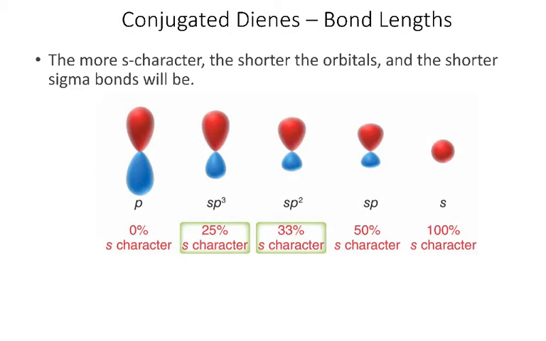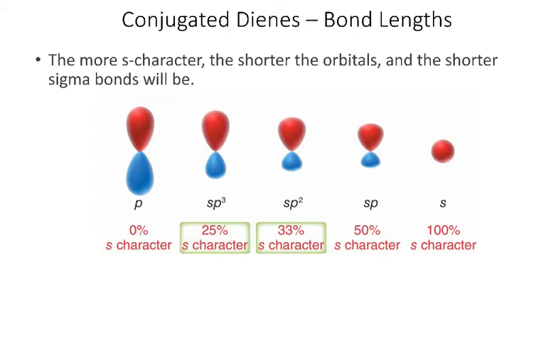So the more s character there is in these hybrid orbitals, the shorter the orbitals are, and so the shorter the sigma bonds that they make will be. The p orbitals are significantly longer than s orbitals, and so when we have an sp3 orbital, that mixes three p orbitals with one s orbital, so it's only 25% s character.